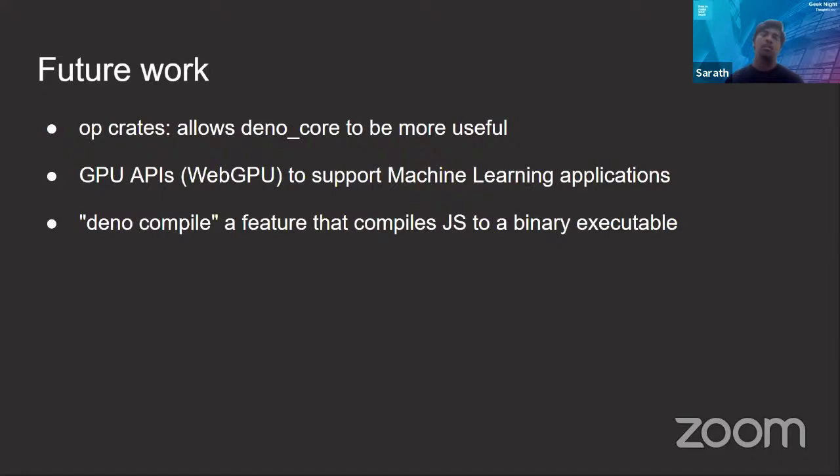For example, to use more GPU-level things. And Deno compile is a feature that compiles JS into a binary executable. That means you can install JavaScript code by using an .exe file or different executable files for Mac and Linux. You can directly run JavaScript by installing it, which is very great.